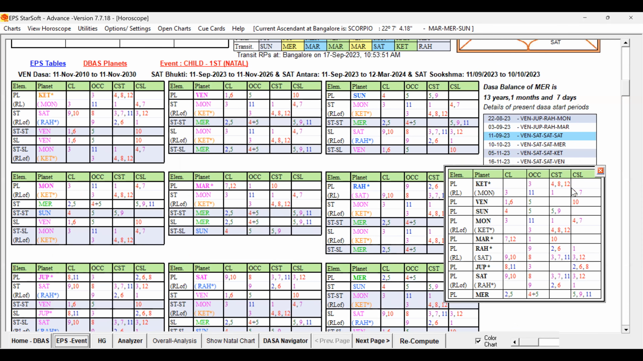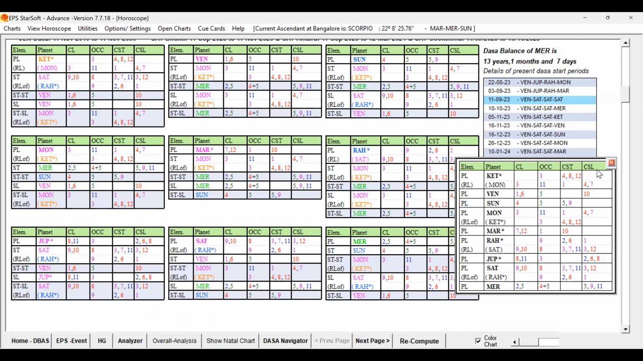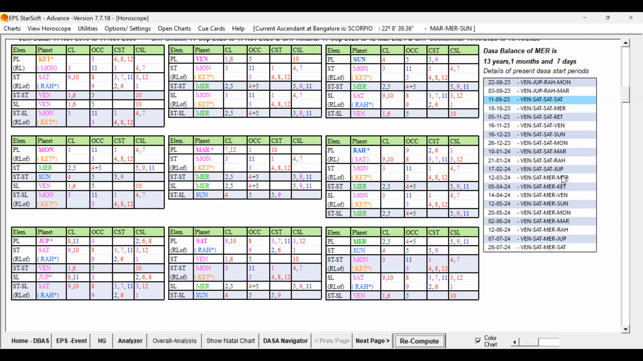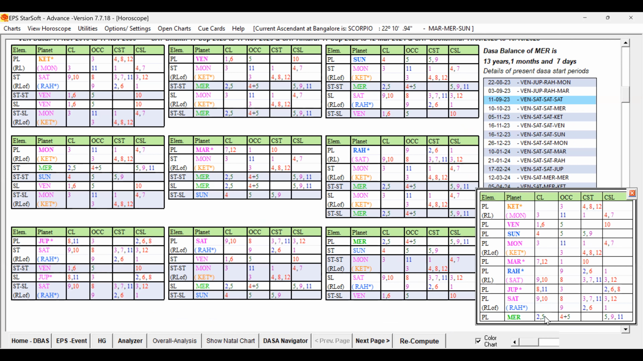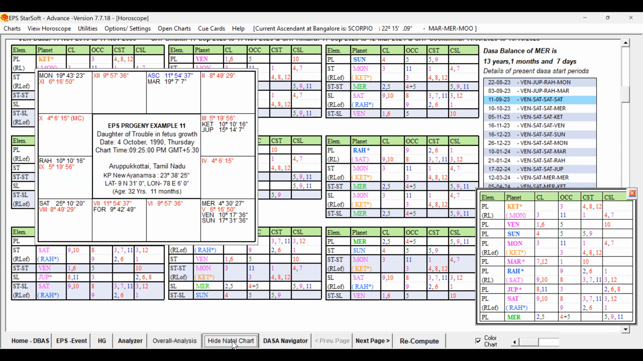Fifth cuspal sublord. Just a minute. Fifth cuspal lord and fifth sublord is Mercury. So the Mercury planet has these ownerships. Why Mercury? I'm saying that Mercury is the Karaka planet for nerve development, right? So now let us check whether that fifth cuspal sublord and fifth lord Mercury is favorable or not.